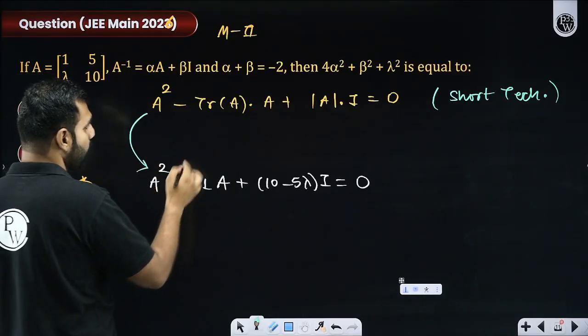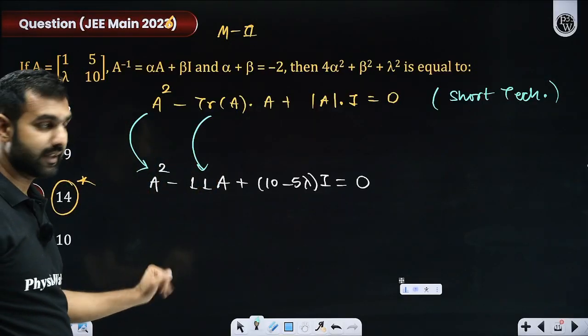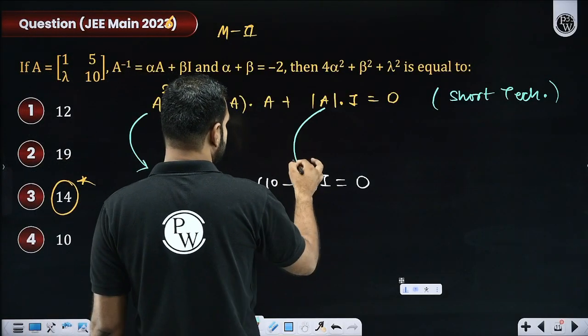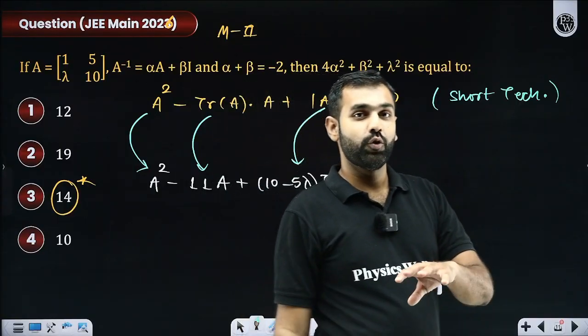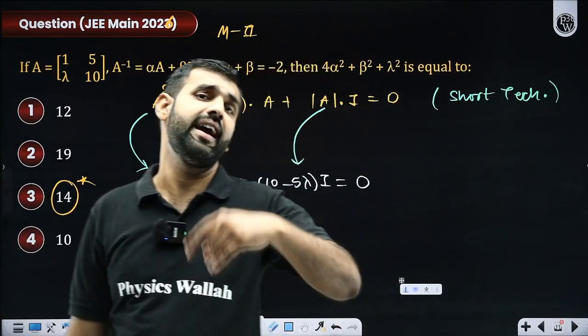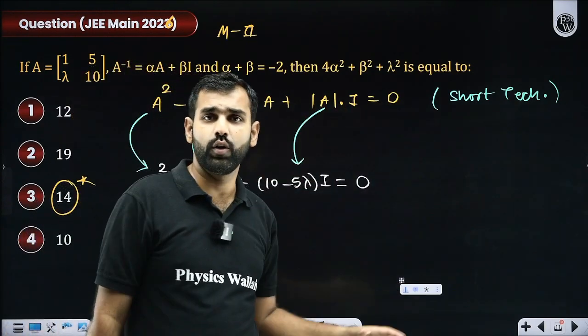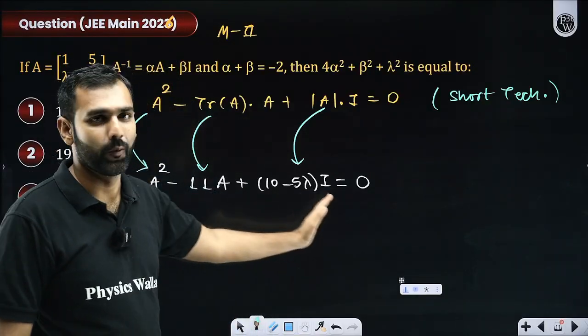Sir, A square is A square. What is trace of A? Trace of A is 1 plus 10, 11, but negative of it. Then, what is determinant of A? Determinant of A is 10 minus 5 lambda. So instead of doing that whole thing, A minus lambda I, its determinant null, then you replace lambda by A, then finally you do all of this. No, you don't have to do this. You could have directly written this, yes or no.